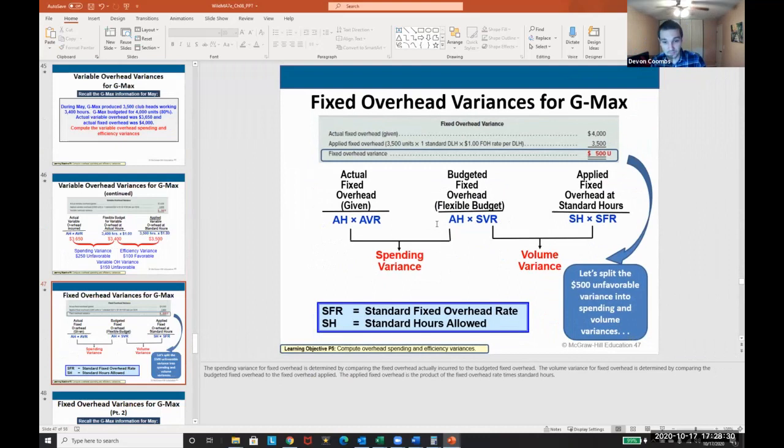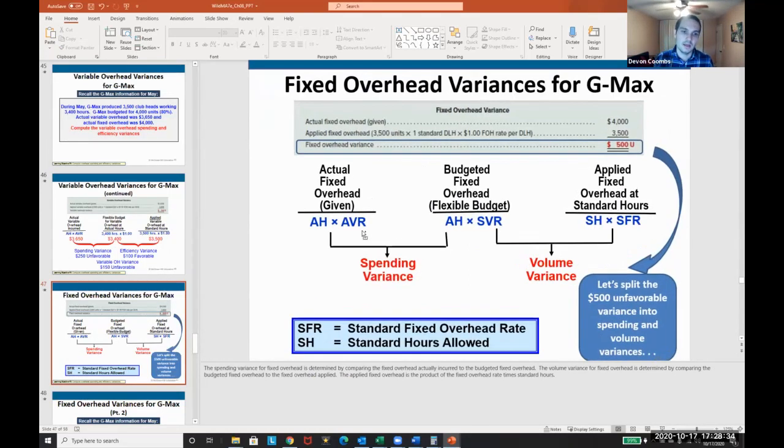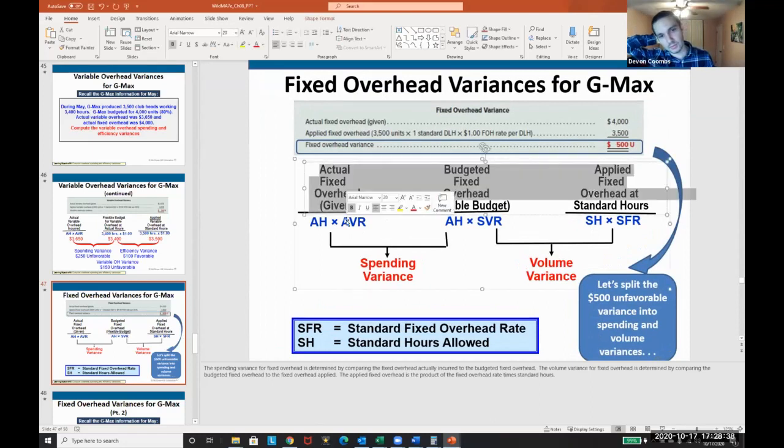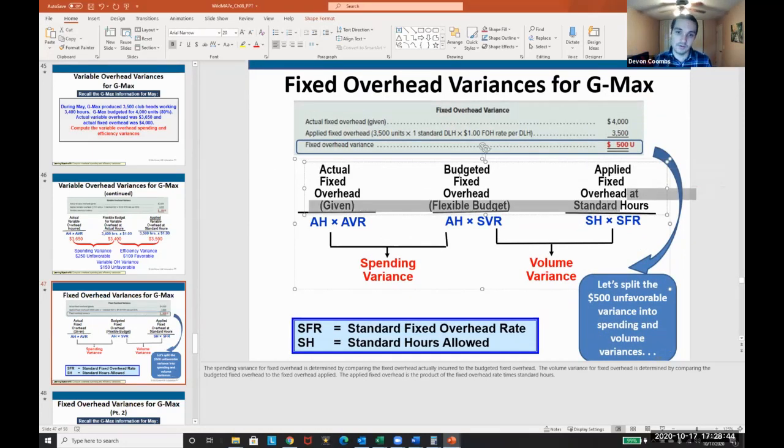Then we do the same thing for fixed variances. We have a spending variance and a volume variance. And so actual fixed, budgeted fixed, and applied fixed. Actual, we know this is always given. Applied, again, this is applied at the estimated hours. And then we have this budgeted amount again.